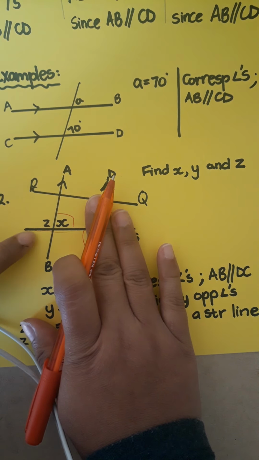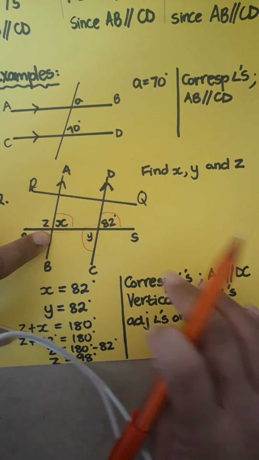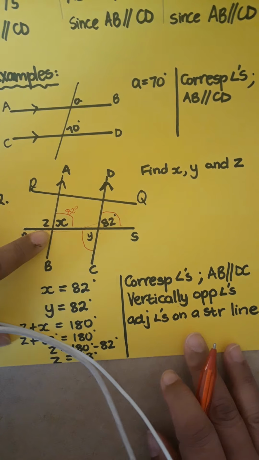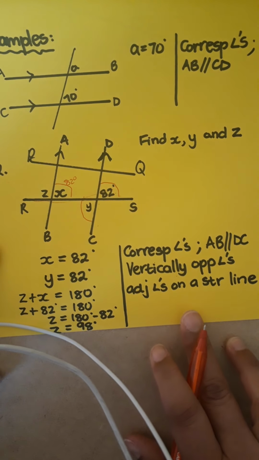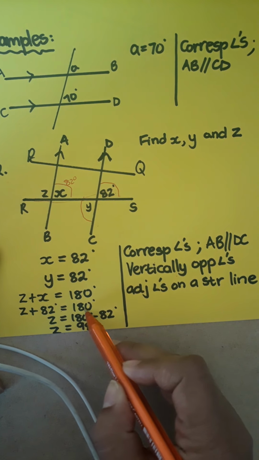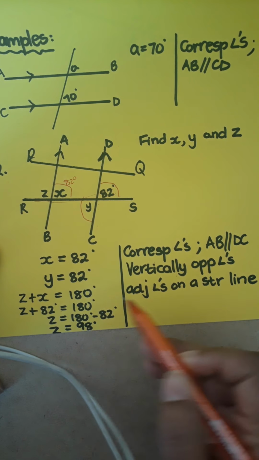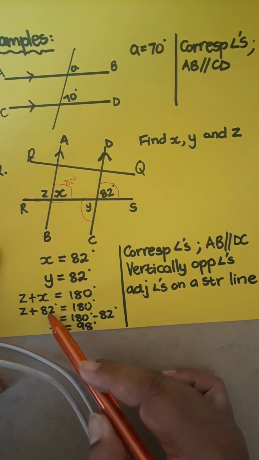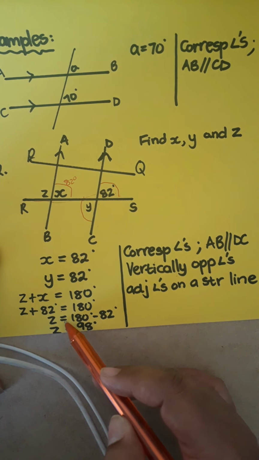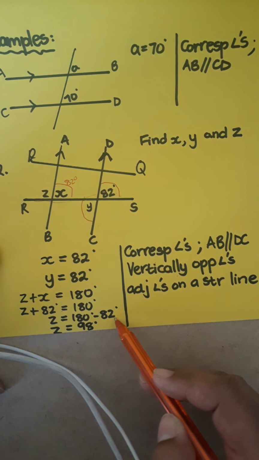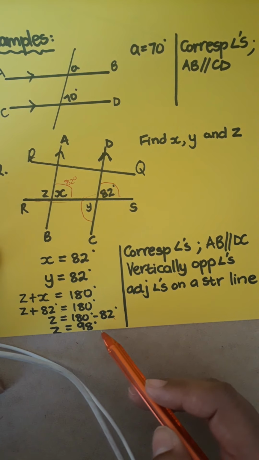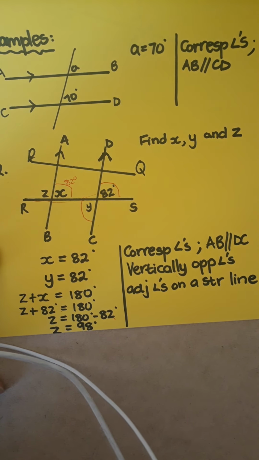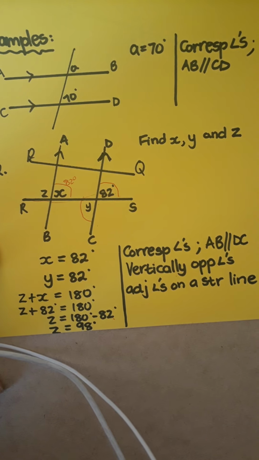And therefore, I can find Z. I already know that X is 82 degrees. So how can I find Z? I will say Z plus the 82 degrees is equal to 180 degrees. Adjacent angles on a straight line. To find Z, it's equal to 180 minus 82 degrees. Therefore, Z is equal to 98 degrees. And that's how you work out corresponding angles.